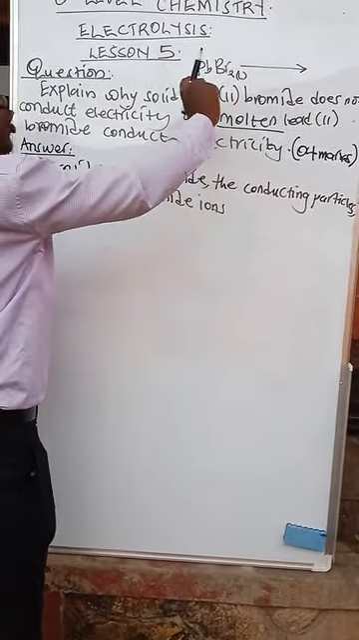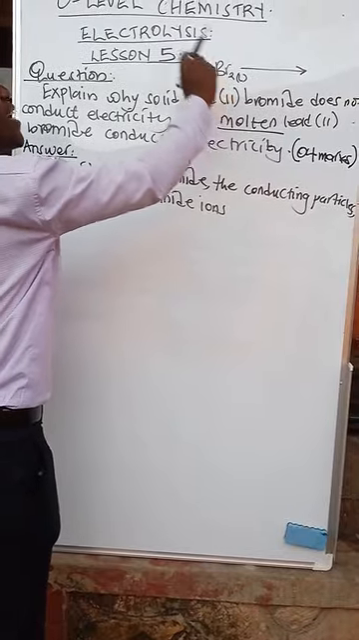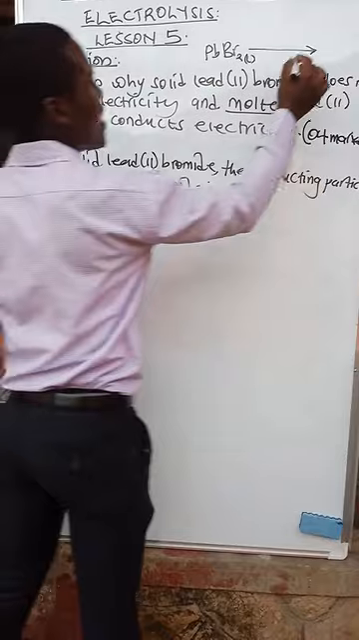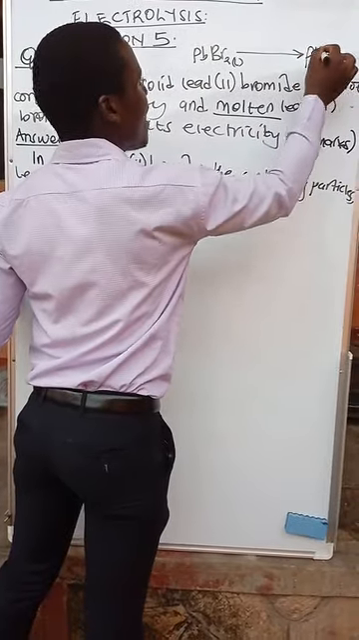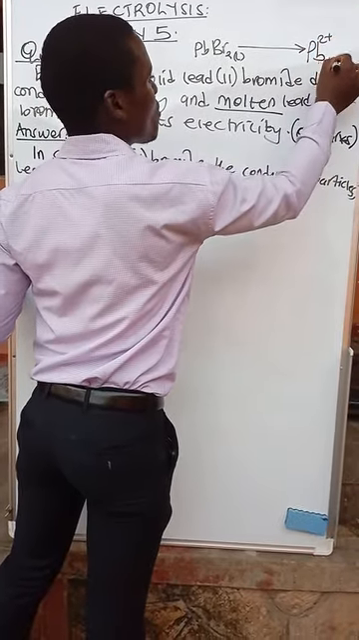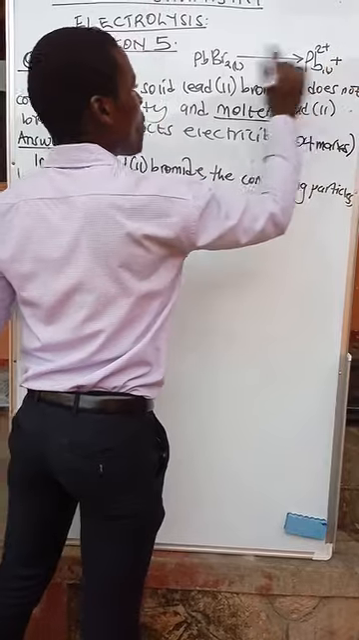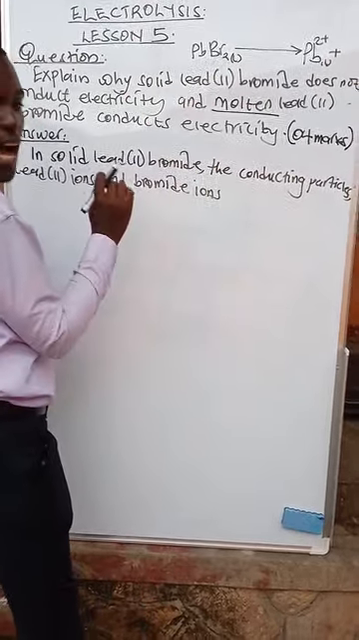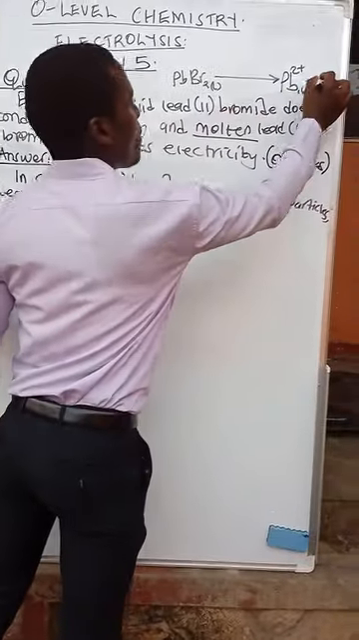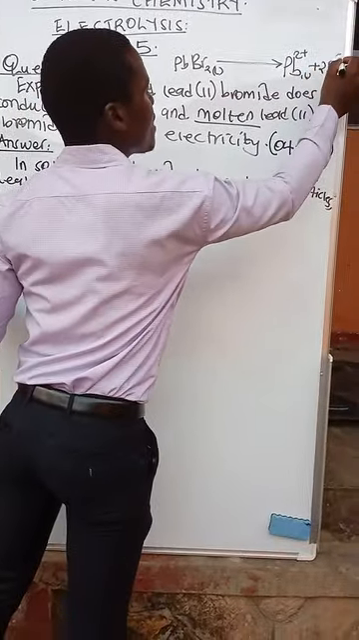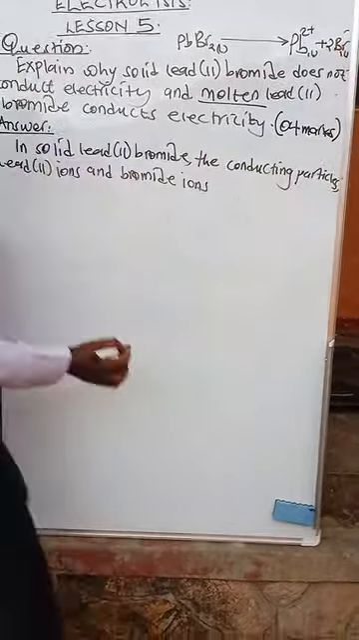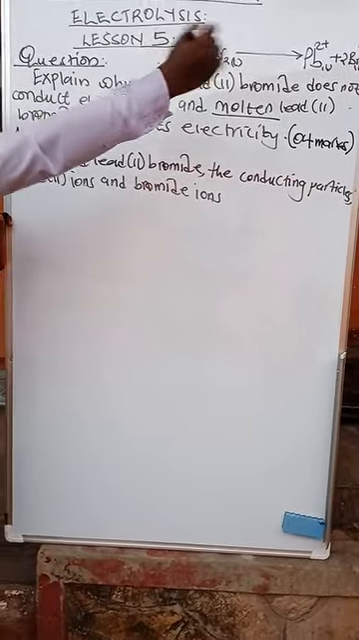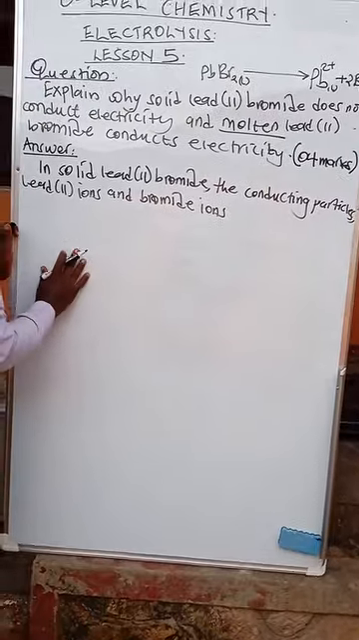So now this liquid lead(II) bromide, of course, molten, when it ionizes, it gives us lead(II) ions. We shall use l because this is molten. But if it was a solution, then we would use aq. Plus 2 bromide ions. So the lead(II) ions and the bromide ions are the conducting particles.